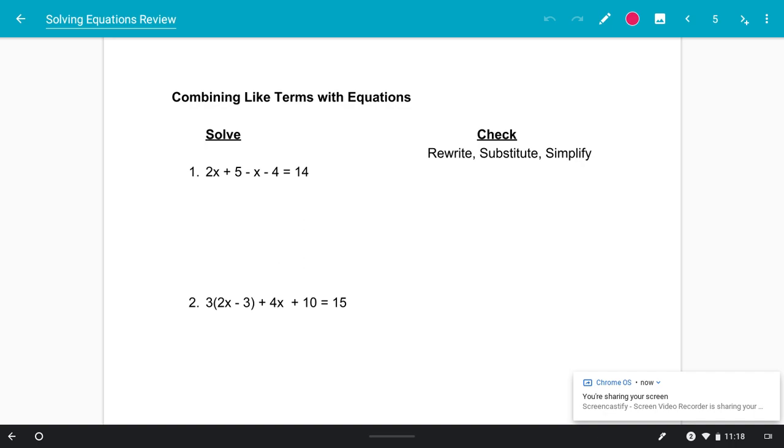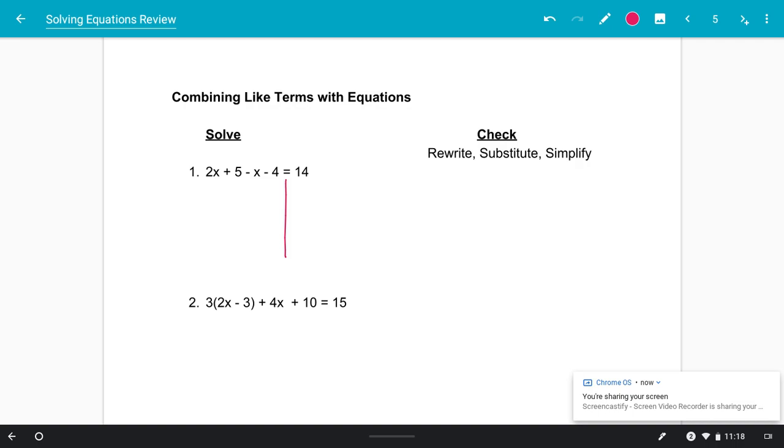minus 4 equals 14. So I see that I have an equation, so I know that I can drop down my line to keep track of one side versus the other. And what I notice on the left-hand side is that I have multiple x terms and I have multiple constants over there. So I want to tidy this up. I want to simplify that left-hand side before I can start moving terms from one side to the other in an effort to solve. So we're going to first simplify by combining our like terms.